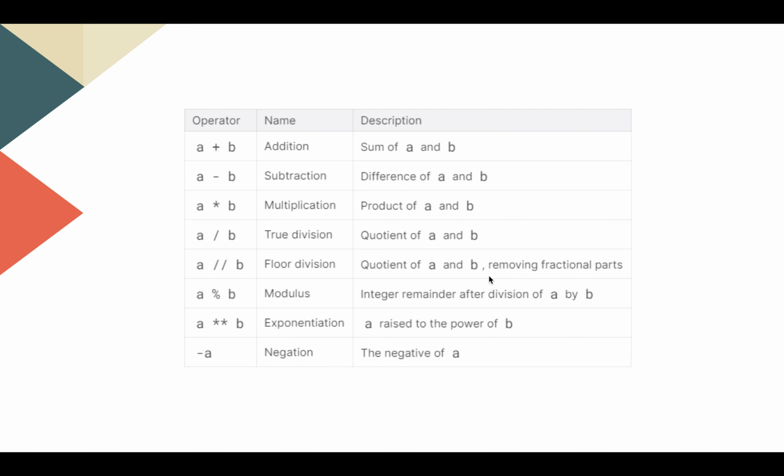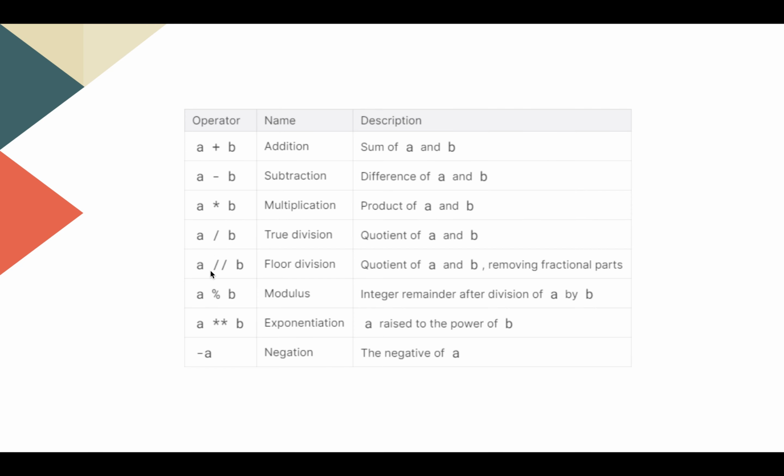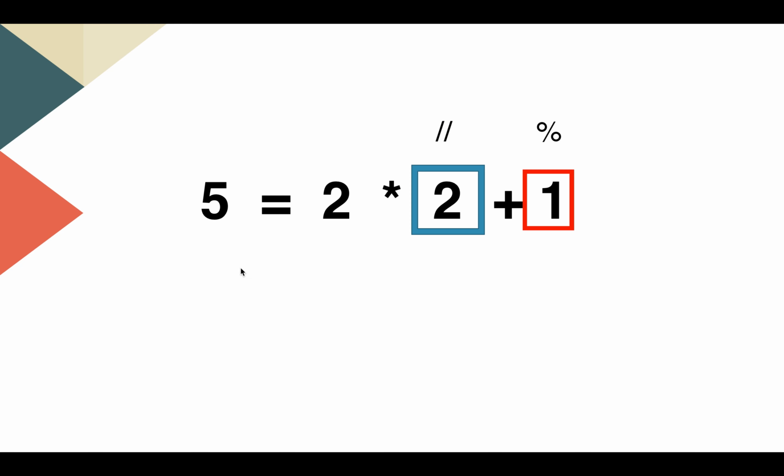Next up, this chart shows what you can do with Python mathematically, and I'm sure you'll know most of them, but let's look at floor division and modulus. Okay, so if we do floor division, it returns this part. So if it was 5 and 2, it would return 2 because it's 2 times 2 plus 1. And this percentage sign would return the remainder.